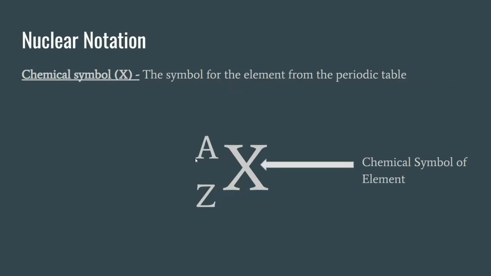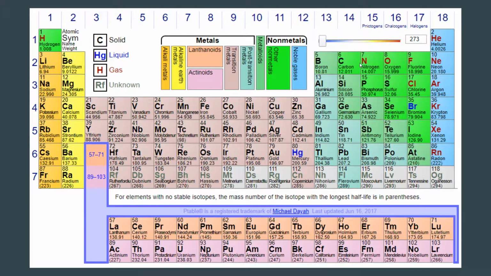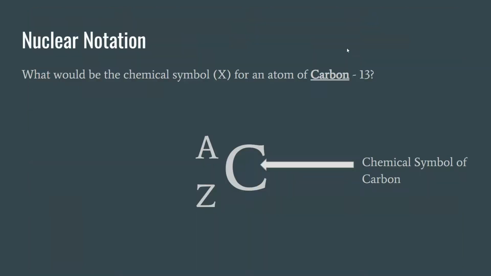So starting off, the chemical symbol should be the easiest part because this is just the symbol from the periodic table. So if I'm going to try to build a nuclear notation for something like carbon, for example, what would be the chemical symbol for an atom of carbon-13? I'm only going to focus on the fact that it's carbon. And since I know it's carbon, I can go to my periodic table, look at carbon, and I see the symbol for carbon is C. So I'm just going to go ahead and write that part in. And that's it for chemical symbol.